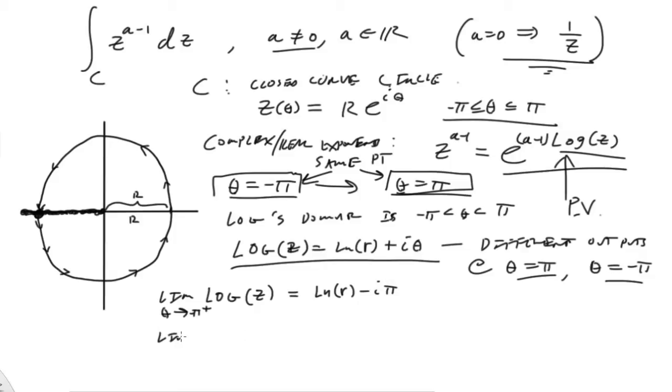But if I take the limit as theta goes to positive pi from the negative side, it's going to be log z, natural log of r plus i pi, which these are clearly not equal. But clearly this function is continuous there. As I take theta close to pi or negative pi, the function itself is locally continuous.